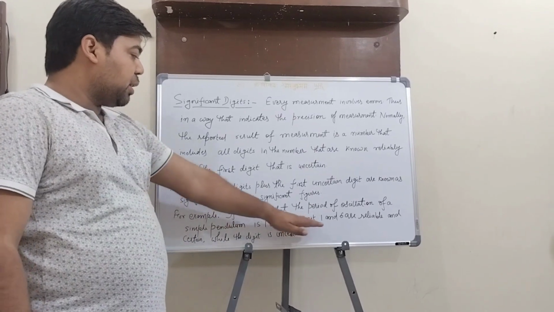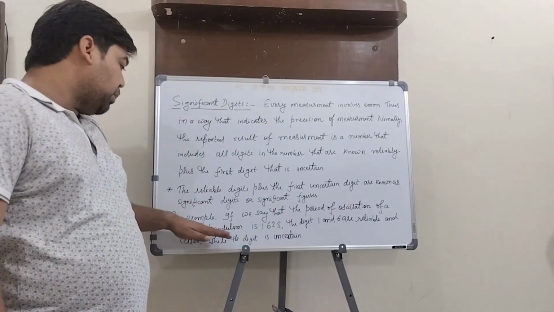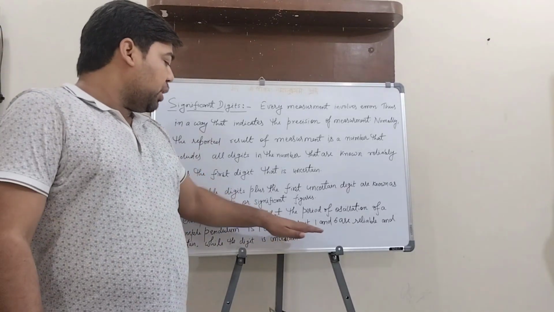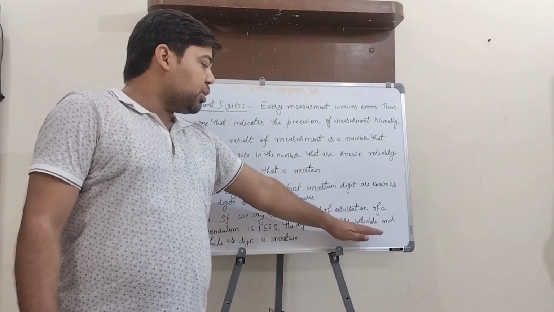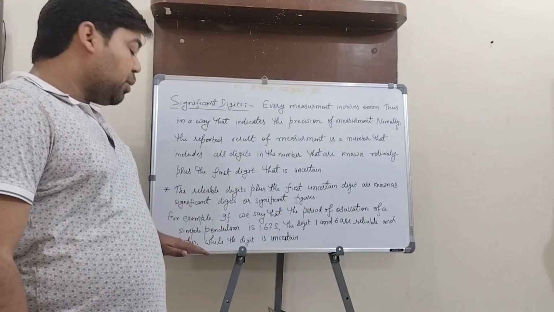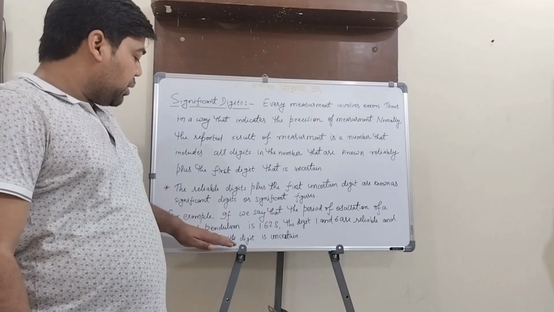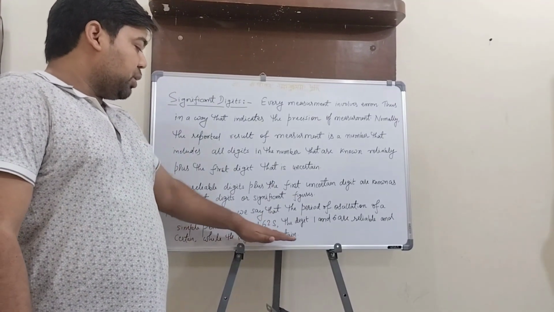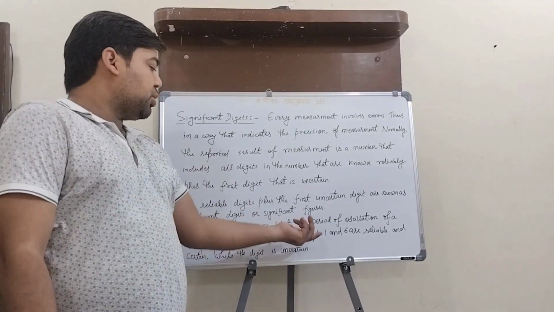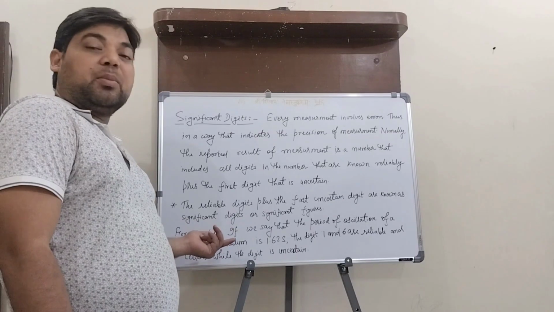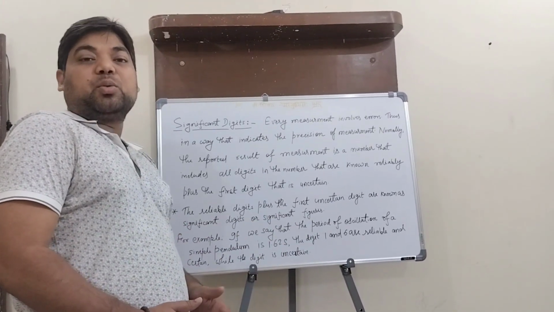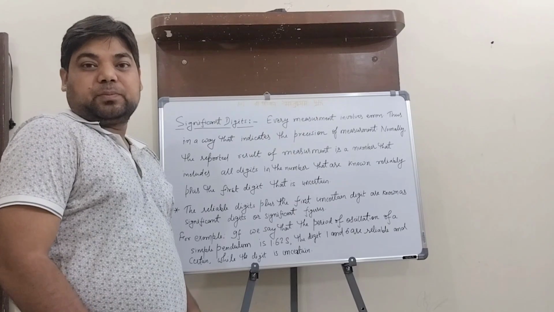If we say that the period of oscillation of a simple pendulum is 1.62 seconds, then the digits 1 and 6 are reliable, which means that they are certain, and the digit 2 is uncertain. These three digits, 1, 6 and 2, the reliable and uncertain digits combined, make the significant digits.